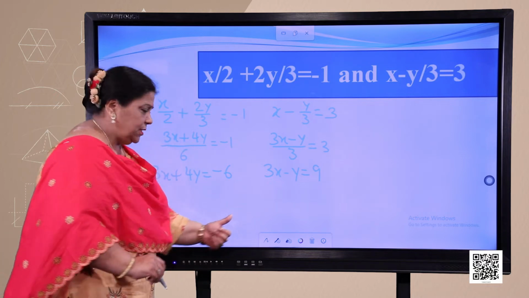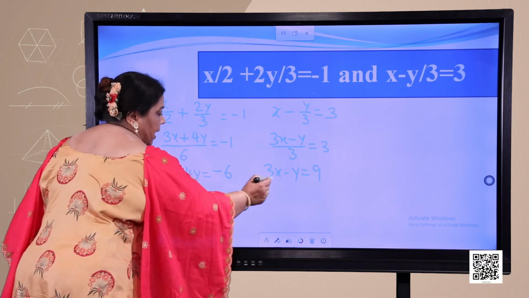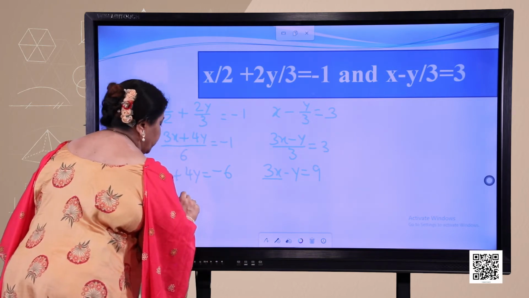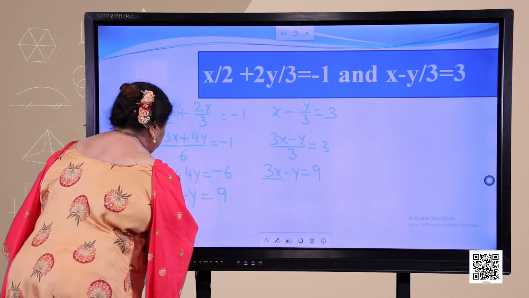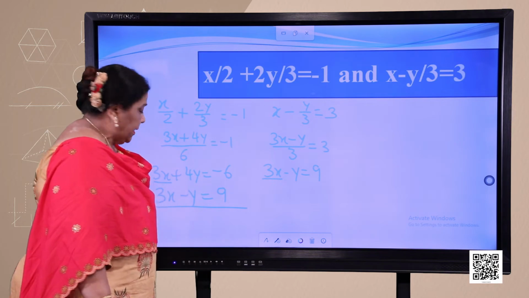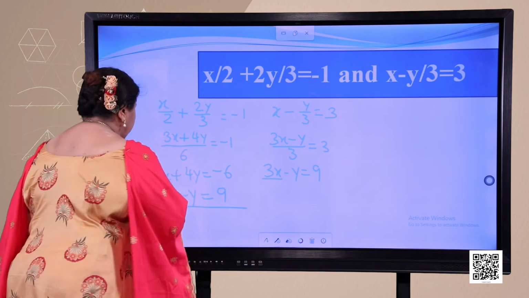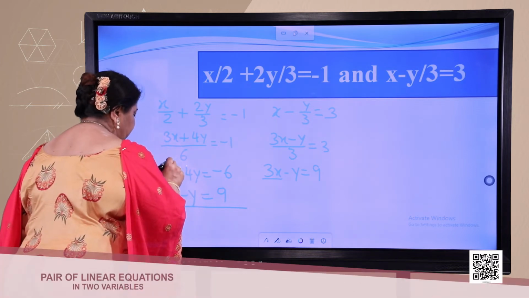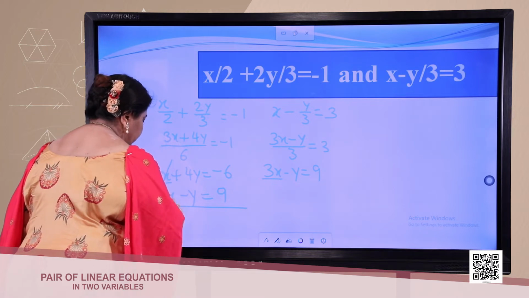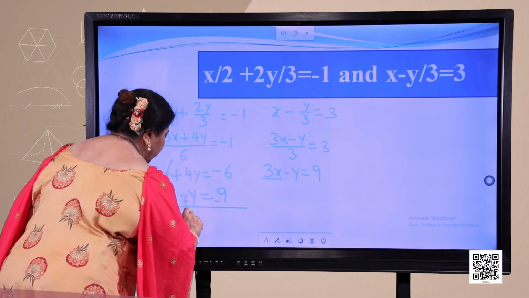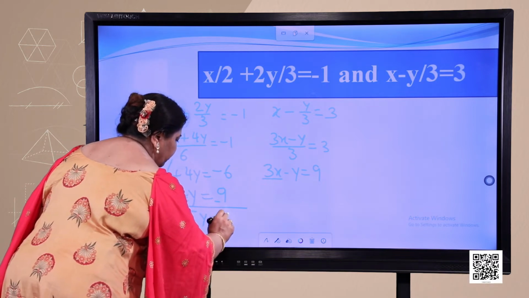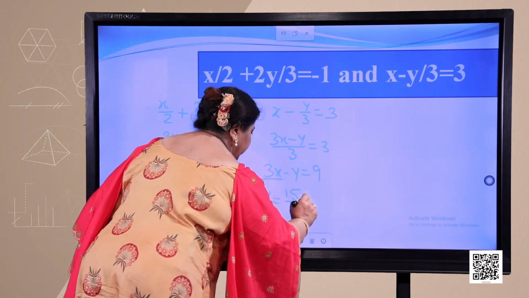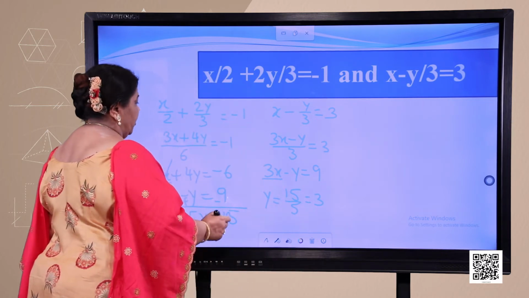Just observe these two equations. The coefficients of x are equal. So, we have two equations here: 3x plus 4y is equal to minus 6 and 3x minus y is equal to 9. Can you observe the coefficients of x variables are the same? So, same sign we subtract and we will get 5y is equal to 15. So, y is equal to 15 upon 5, that gives me 3.